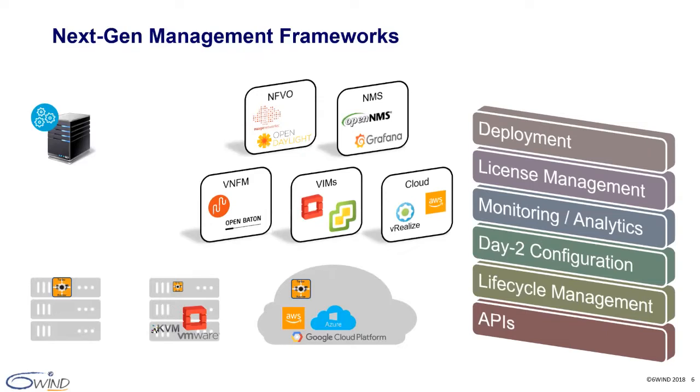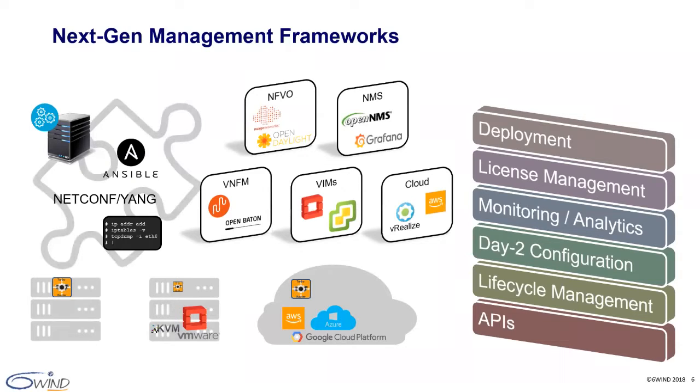Therefore, it has to expose its capabilities through APIs, likely REST-based. And to program the vRouters, the next-gen management framework relies on automation tools such as Ansible and leverages APIs. At GWIND, we are making our vRouter ready for such integration. In the next slides, I will focus on the configuration capabilities of the vRouter through a couple of examples, and I will conclude with a short IPsec demo involving CLI and NETCONF management.